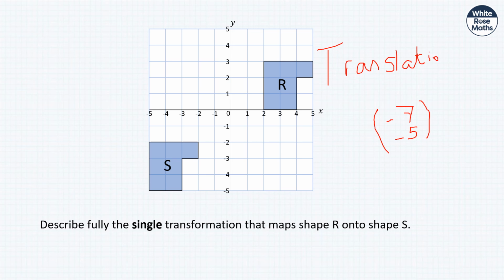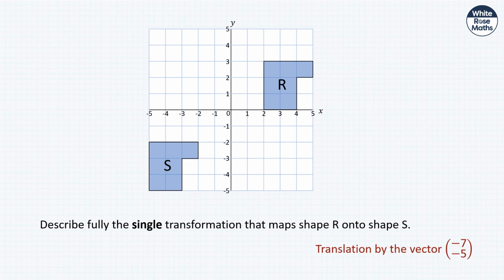If it's been turned, then it's a rotation. If it's gotten bigger or smaller, then it's an enlargement. And if it's been reflected, then it's a reflection with a mirror line. Okay, there we go.